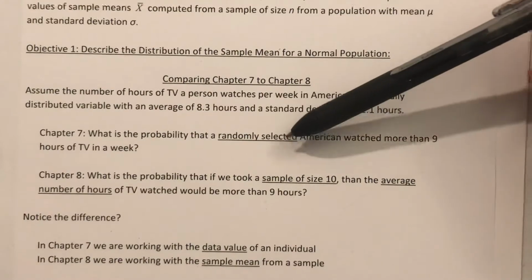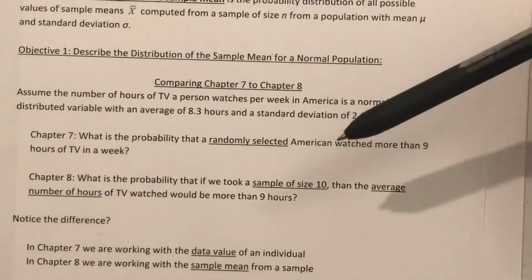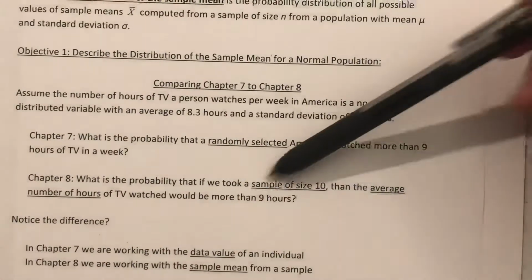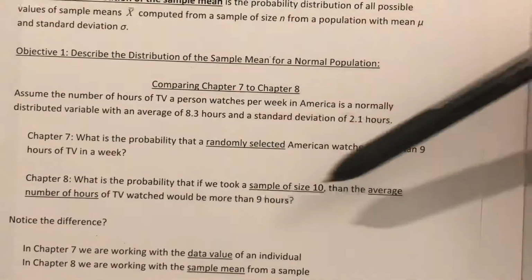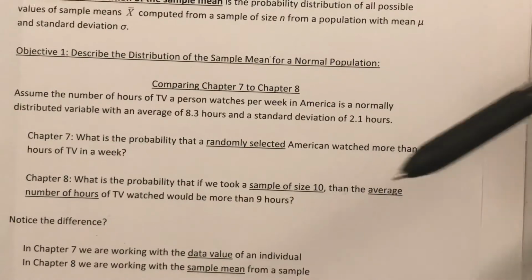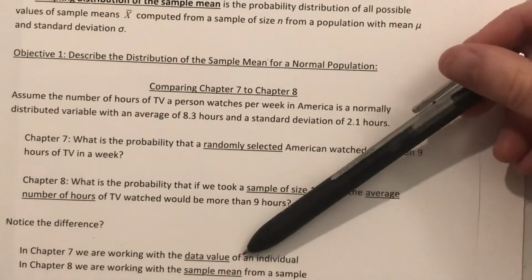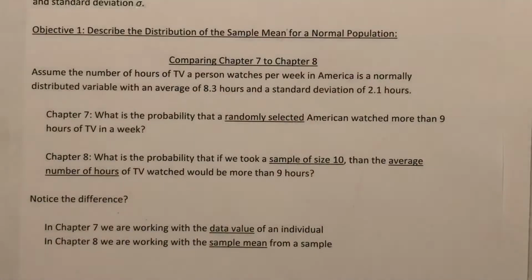Rather than looking at one individual out of a population, we're asking for the chance that if we took a certain sample, what the sample average or sample mean would be, and what's the probability that sample mean would be more than 9 hours. And that is definitely a different question than one from Chapter 7. So the difference: in Chapter 7, we looked at a data value. In Chapter 8, we'll be looking at a sample mean.